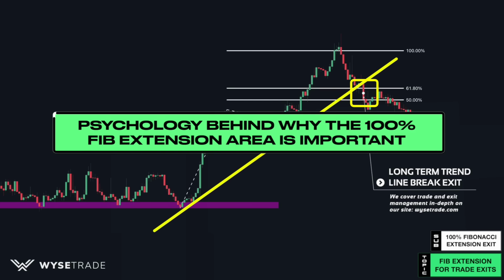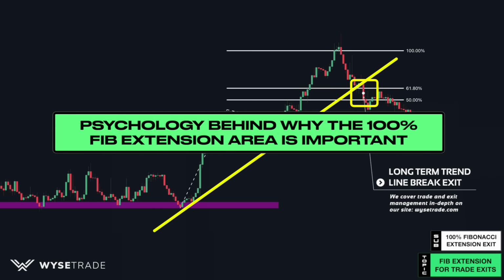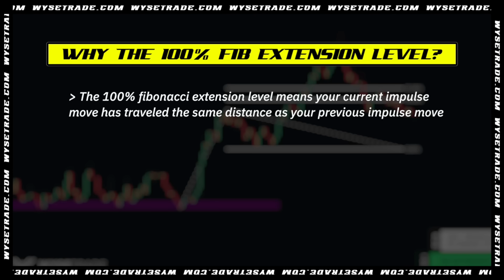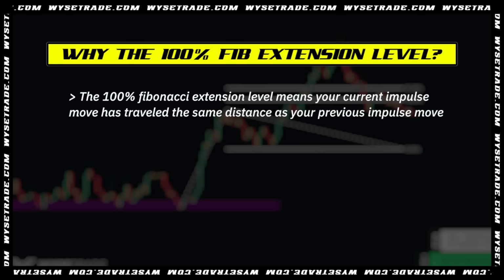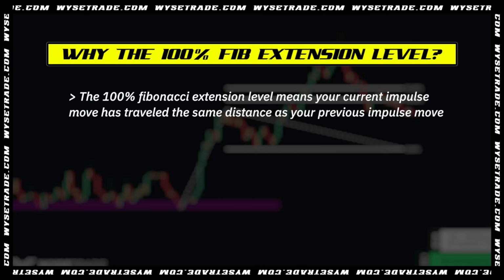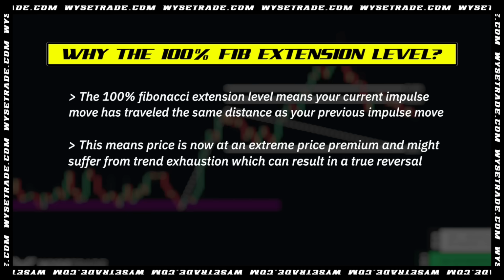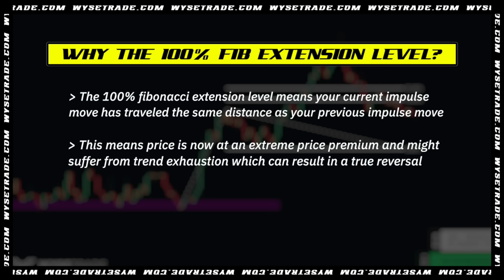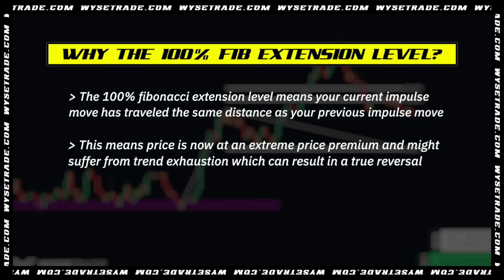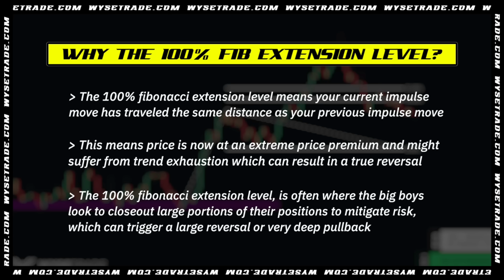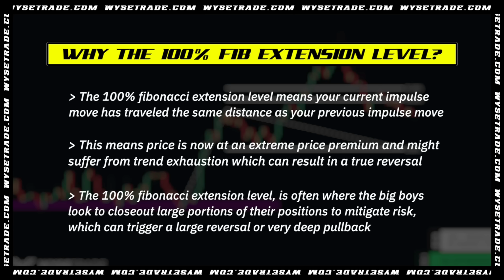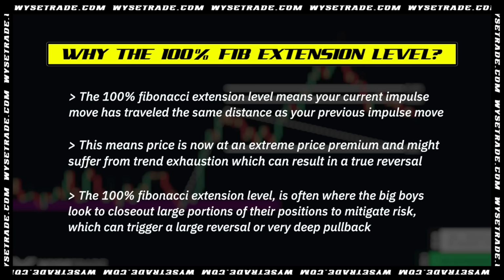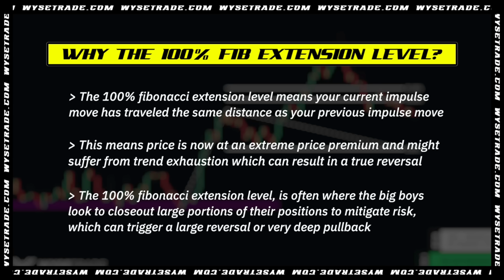Now, what is the psychology behind why the 100% Fibonacci extension area is important? The 100% Fibonacci extension level means that your current impulse move has traveled the same distance as your previous impulse move. This means that price is now at an extreme premium and might suffer from trend exhaustion. The 100% Fibonacci extension level is often where the big boys look to close out large portions of their positions to mitigate risk, which can trigger a large reversal or a very deep pullback.